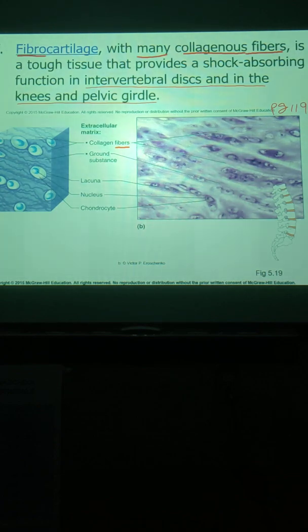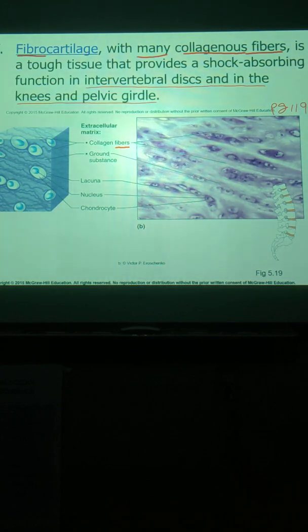Now with this one, notice that you actually do see it. What you see is pinkish purple, those little lines. Looks like someone took a pinkish purple pencil and kind of colored in and shaded in between the cells. Those are the collagenous fibers that make this tough. This is for shock absorbing.